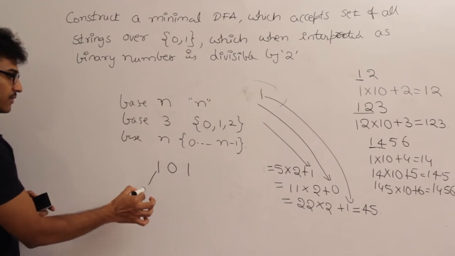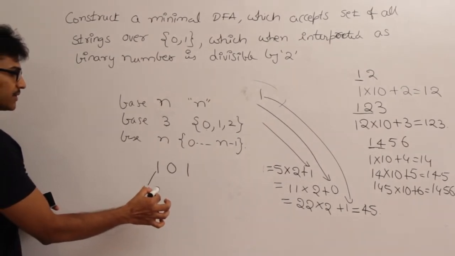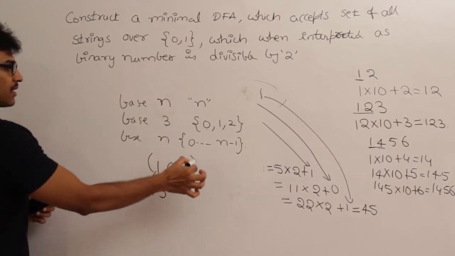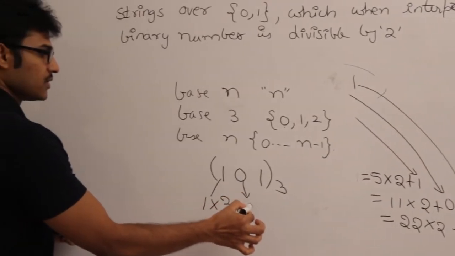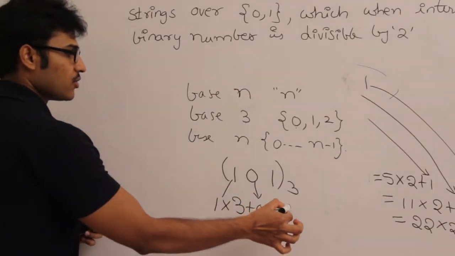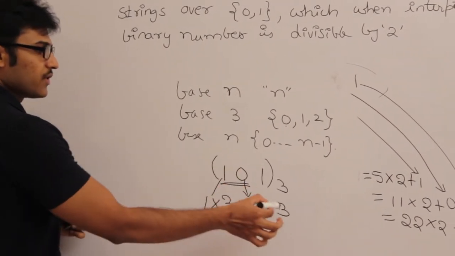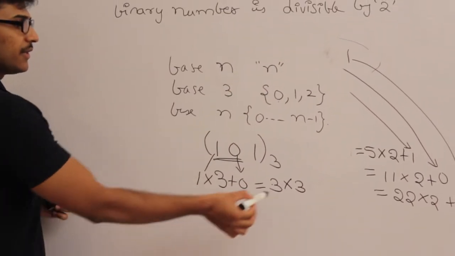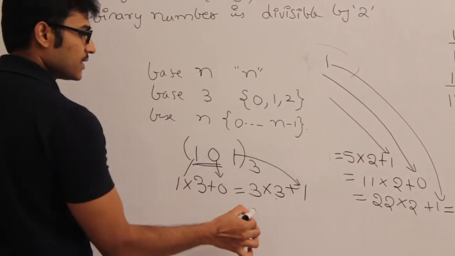First take the first one, and you multiply with the base. What is the base here? Base is nothing but 3. Why? Because it is a ternary number. I am talking about a ternary number, and you add the next one, which is 0. So the entire thing is going to be 3, which means 10 is nothing but 3. Now after this, take this and again multiply with 3, which is nothing but the base, and again you add the next one, which is 1.